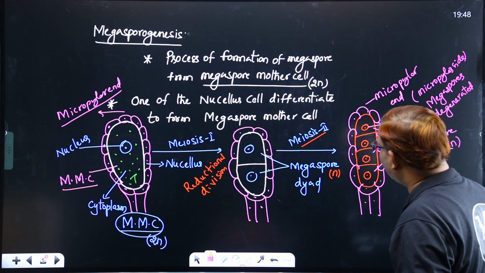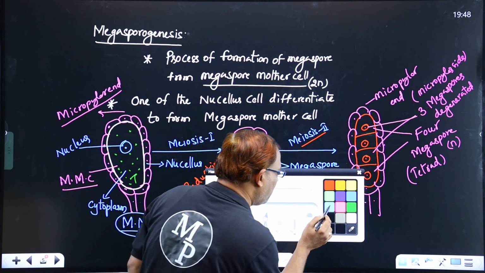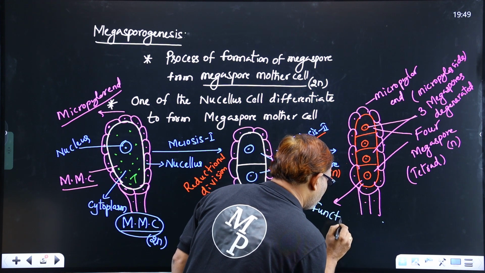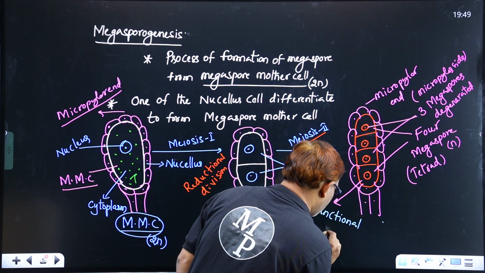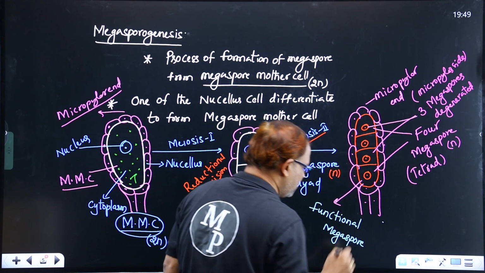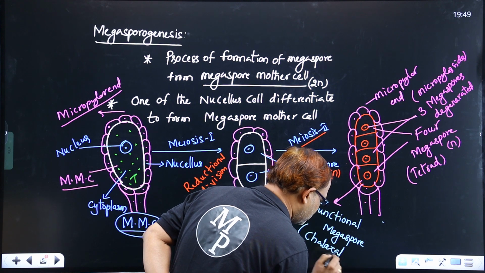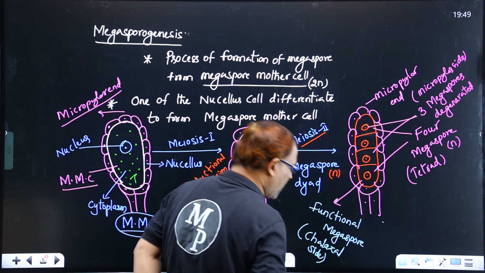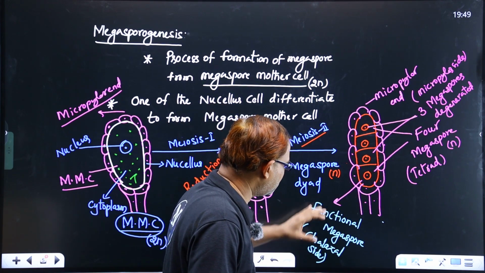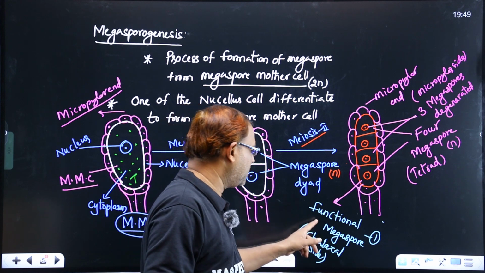Now which one is the functional one? Very, very important. This is the functional megaspore. Functional megaspore. It is present towards which side? The chalazal side. Very important. So how many functional megaspores are there? Only one. A single megaspore is functional, present towards the chalazal side.